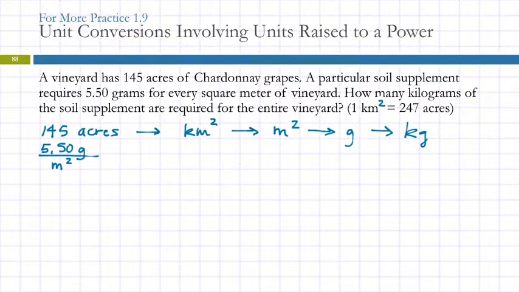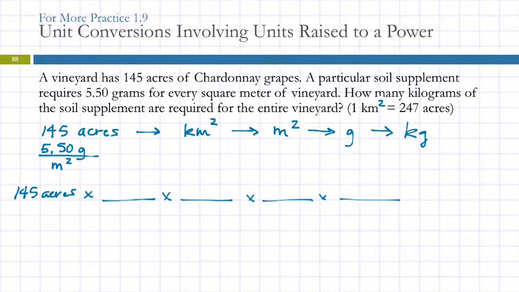So I'm going to do the rest of this fairly quickly. 145 acres. I'm looking at 1, 2, 3, 4 fractions. Acres to square kilometers, to square meters, to grams, to kilograms. I already wrote that down. I'm just copying it. And then I'm going to take the unit in the numerator and put it in the denominator of the next fraction. And what that does is it causes all the units, except for the desired one, to cancel out. Any questions?